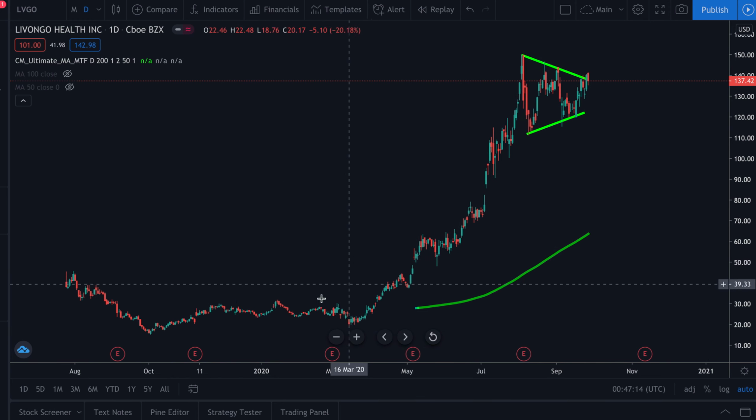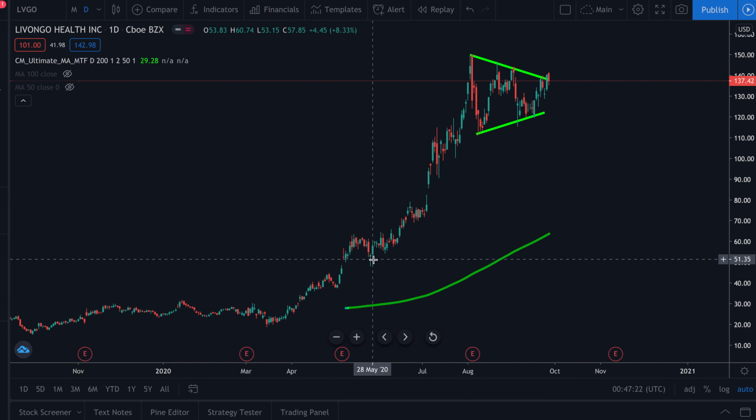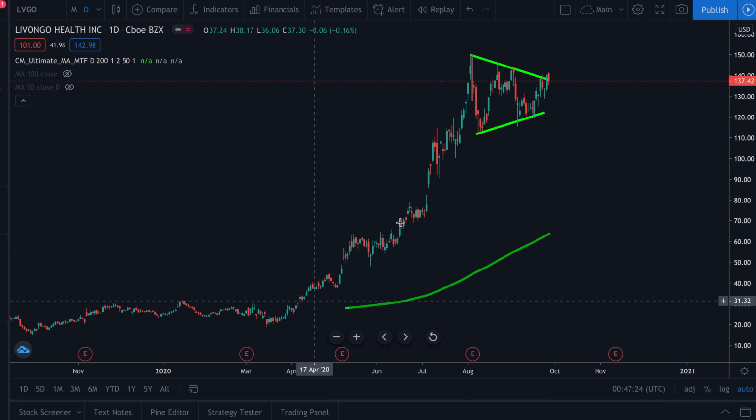And then ever since the March crash, which is basically when the pandemic happened, Livongo just went on an absolute tear. Normally I would look at a stock like this and think, wow, this is kind of like a parabolic move. I don't think I want to get into this. I think I'll just wait on the sidelines. But I genuinely think Livongo has more upside to go.